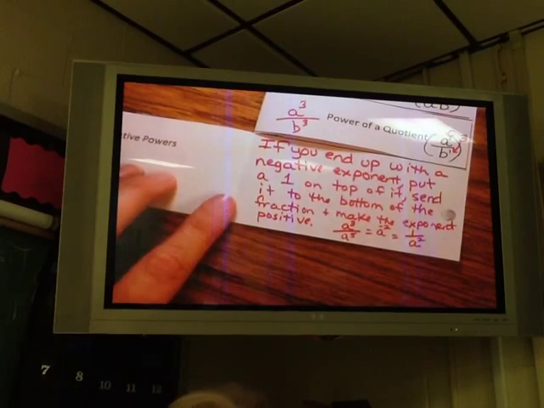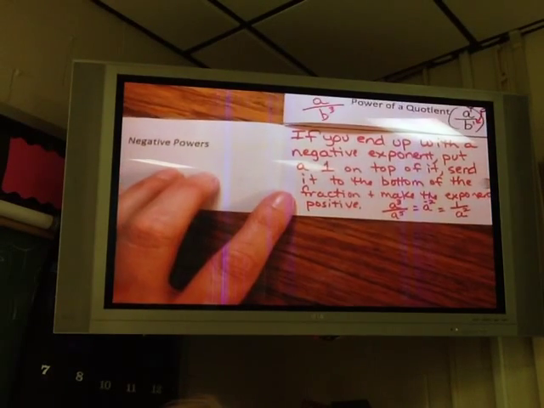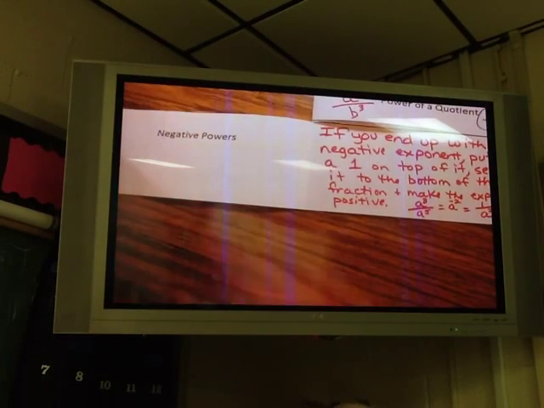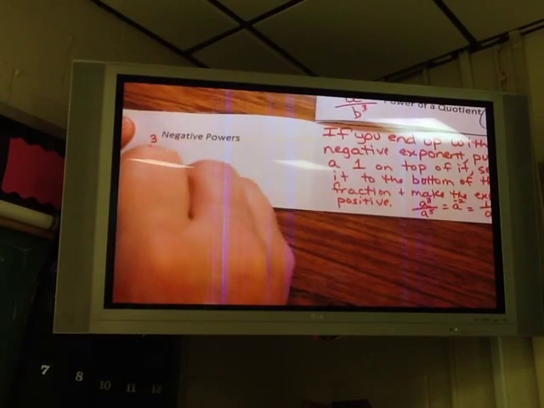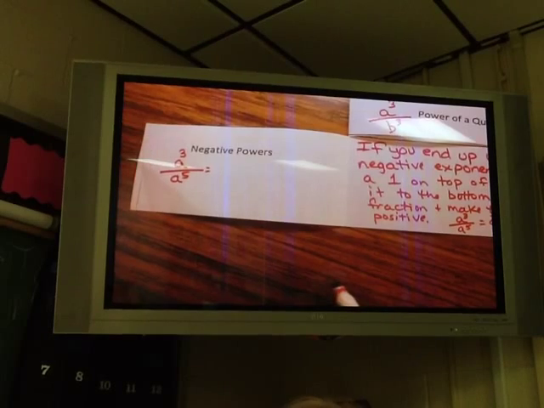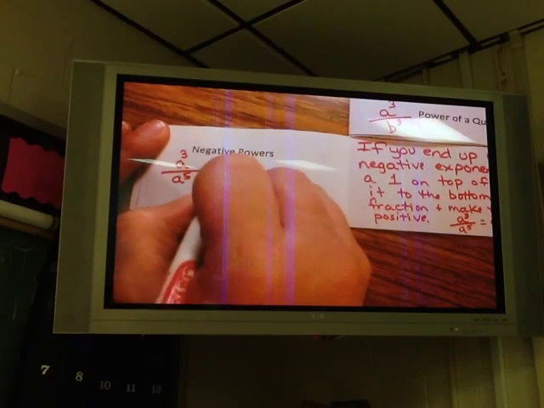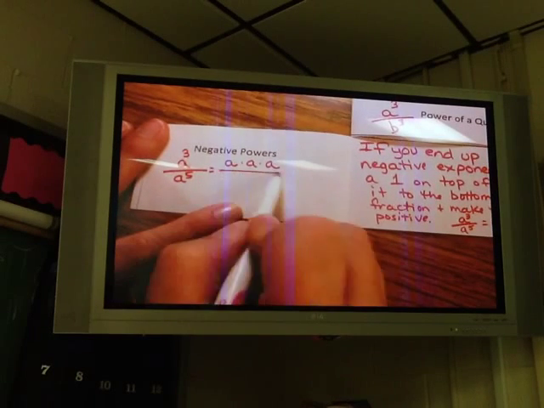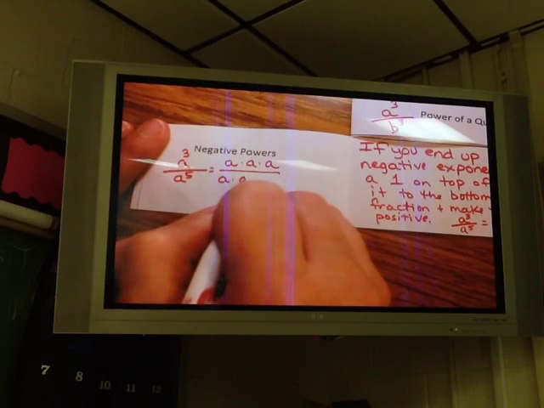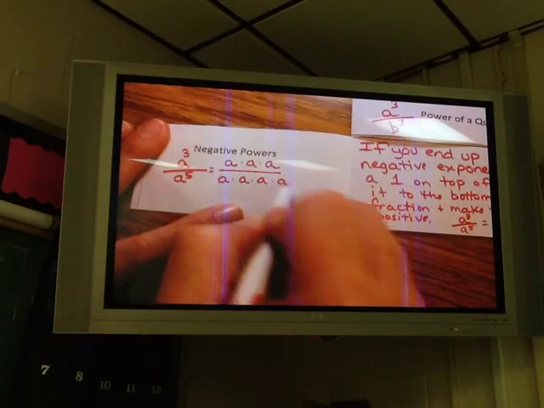So over here to the left, I'm going to show you this problem, a to the 3rd divided by a to the 5th. And let's do expanded form. A to the 3rd means what on top? 3 A's. A times A times A. On the bottom, it means 5 of them. 1, 2, 3, 4, 5.